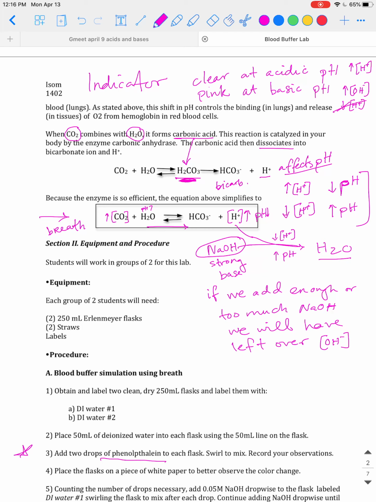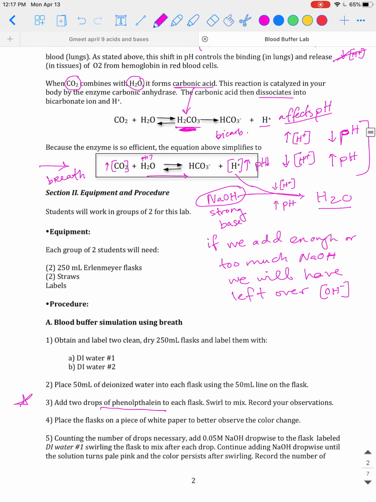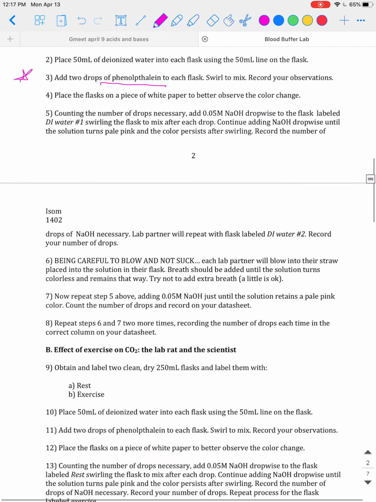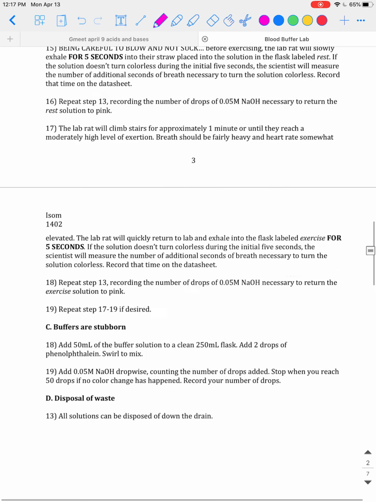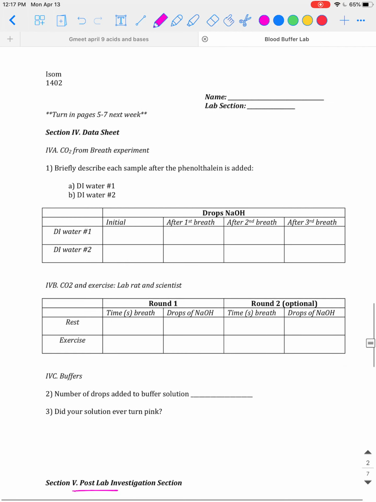All right, so keep that in mind because you're going to see these color changes as we breathe into the flask and as we add NaOH. We'll get color changes from clear to pink and back to clear. But that's just a little bit of the walkthrough on what we'll be doing in the lab and the actual chemistry that's going on. Okay, let's go down to the post-lab questions then.